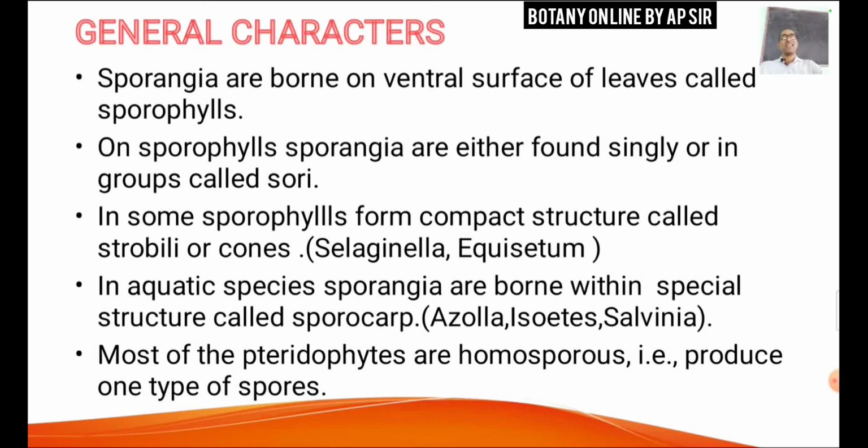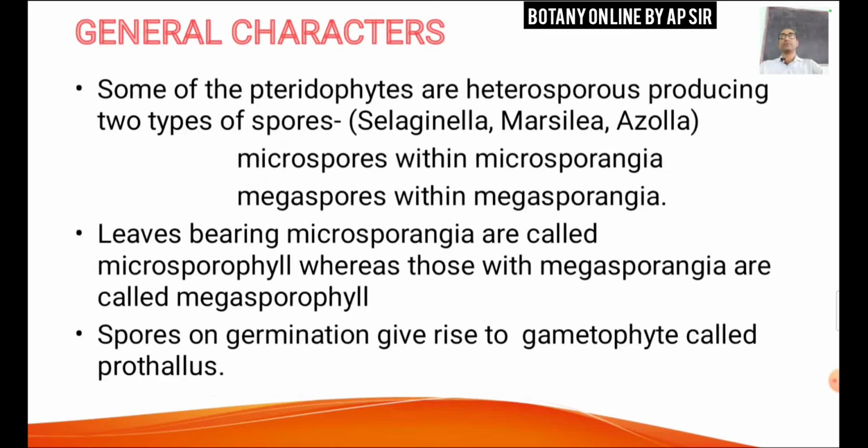Okay. Most of the pteridophytes are homosporous, but some are also heterosporous. Homo means same, so they produce one type of spores. If one type of spores is produced, they are called homosporous. But some of the pteridophytes are also heterosporous. That means two different types of spores are formed. What are those? One is microspore, another one is megaspore.